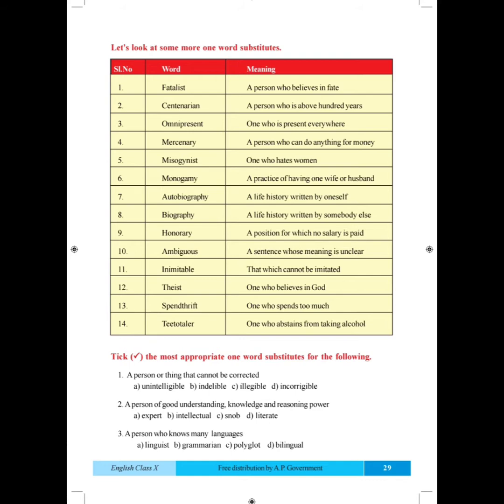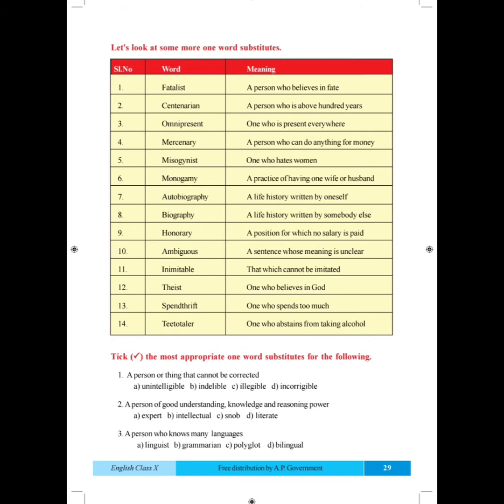Sixth one, monogamy, a practice of having one wife or husband. Seventh one, autobiography, a life history written by oneself. Eighth one, biography, a life history written by somebody else. Ninth one, honorary, a position for which no salary is paid. Tenth one, ambiguous, a sentence whose meaning is unclear. 11th one, inimitable, that which cannot be imitated.